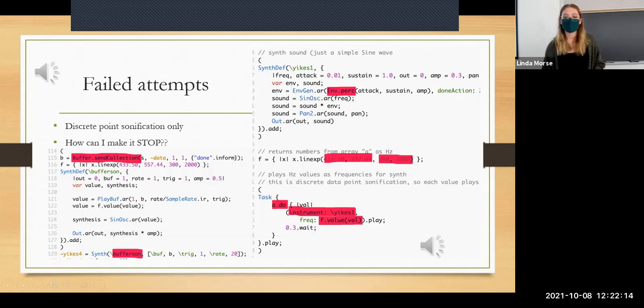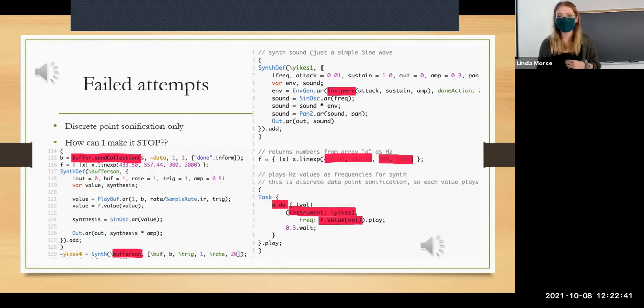I wrote this one on the right, which was finally discrete point sonification. And after I wrote this, I realized I am exactly where I was on day one with Sonification Sandbox, just 6 weeks later and much more tired, but that's okay. So I named all of my different synths yikes, and then various numbers. I did get to like 20 something. So yikes 26 is pretty good. You should give it a listen.